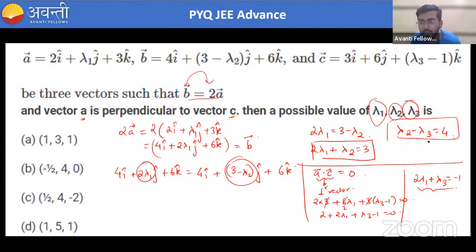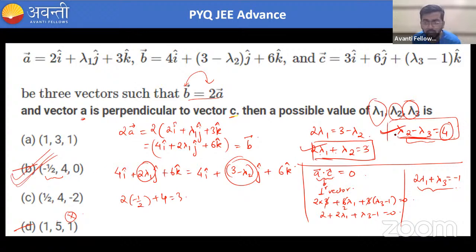So lambda 2 minus lambda 3 comes out to be 4, which is only possible in this case or this case. So the third condition, lambda 2 minus lambda 3 is 4, is satisfied in options B and D. Now we have to check other conditions as well. 2 lambda 1 plus lambda 2 should be equal to 3. So in the first option, 2 times minus half plus 4 is equal to 3, right? So this condition is also satisfied in this option. But in the D option, this condition is not satisfied. So therefore, our answer is option B, right?